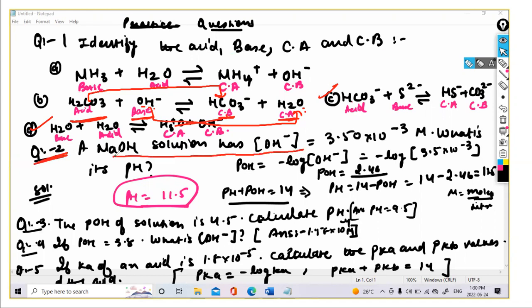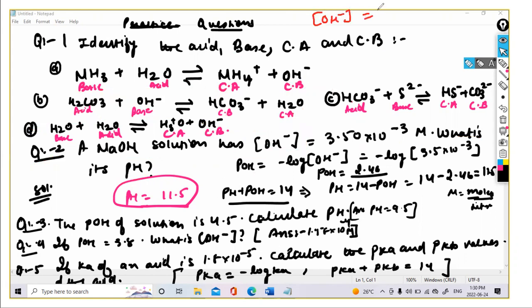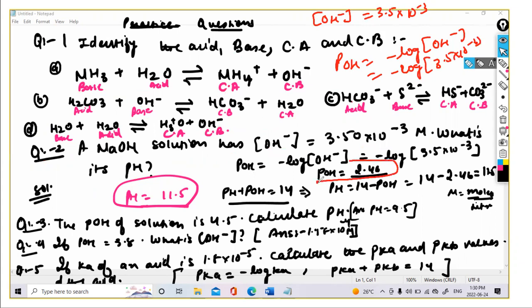NaOH solution has a hydroxyl ion concentration of 3.5 into 10 to the power negative 3 molar. Now, what is the pOH? What is its pH? So, what will we do for this type of question? What is given here? OH ion concentration is given, right? Which is 3.5 into 10 to the power minus 3. So, with this piece of information, I can calculate pOH. pOH is negative log of OH negative ions, right? So, what is the negative log of 3.5 into 10 to the power minus 3? It is 2.46, right?